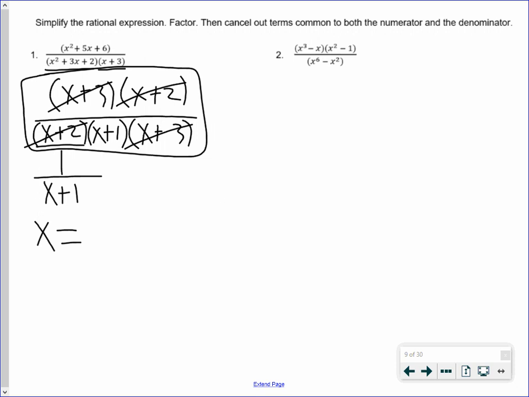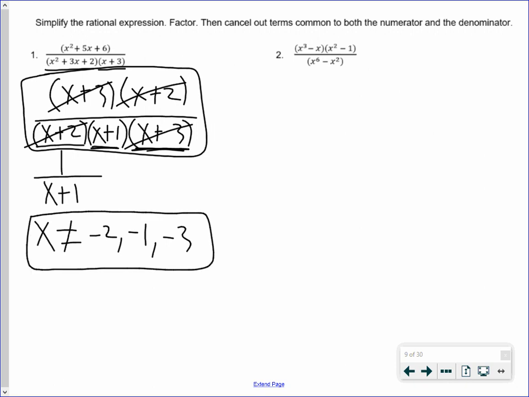And when we do, that x plus 2 gives us an x value of -2. That x plus 1 gives us an x value of -1. And that x plus 3 that we crossed out gives us an x value of -3. So these right here are our excluded values. So x cannot equal -2, -1, or -3. So these are our excluded values of number 1. We didn't need to find it, but I did want to go over it a little bit.